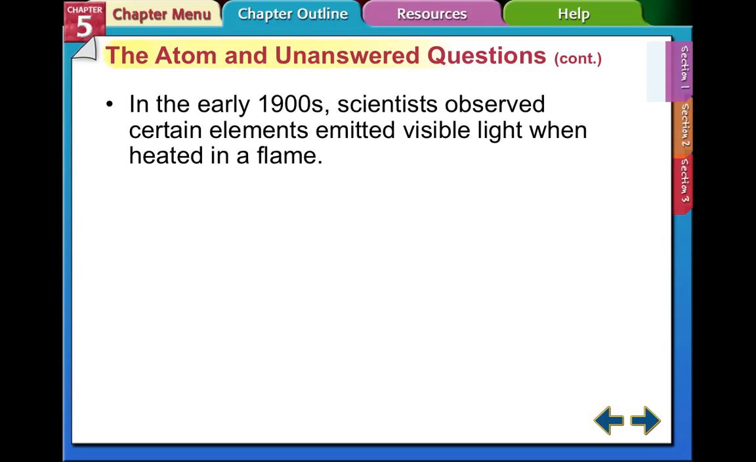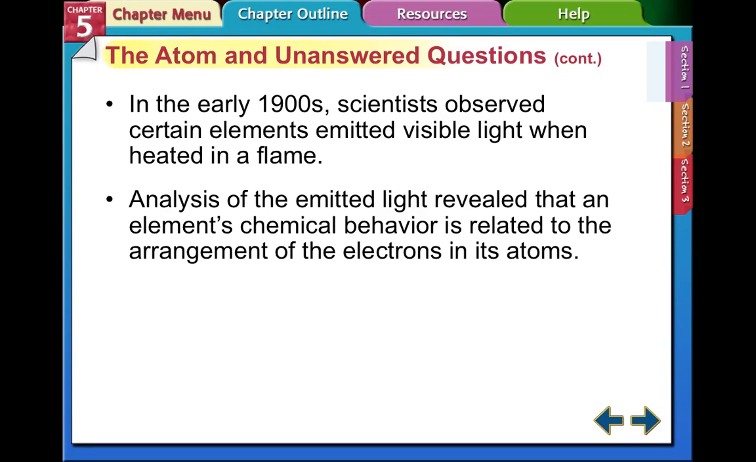In the early 1900s, scientists observed that when you heated up certain elements, they gave off light. So think of when you have a piece of metal and it gets really, really hot, it turns from a brown or a gray to a really bright red. They were very interested in this. They wanted to analyze the light that was emitted from that, and when they did, they realized that elements' chemical behavior is related to the arrangement of the electrons. So the light that it emits when it gets warm is related to the arrangement or the energy in those electrons.